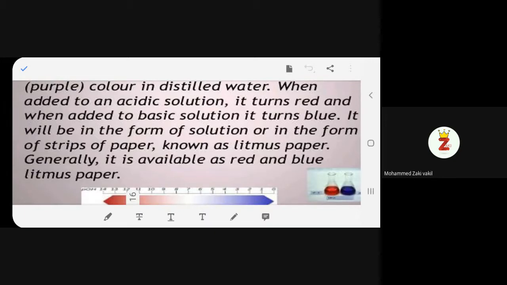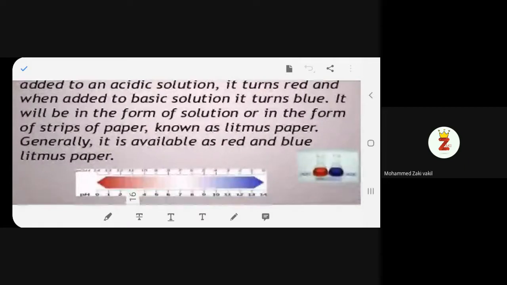Ma'am, I have a doubt. Tell me. Ma'am, if the solution is neither acid nor basic, the color will remain as it is. Exactly, there will be no change. Ma'am, it is available as red and blue litmus paper. When we add blue litmus paper in a basic solution, it will remain blue only. There will be no change. That means it is a basic solution. If it is not changing, that shows that it is a basic solution.